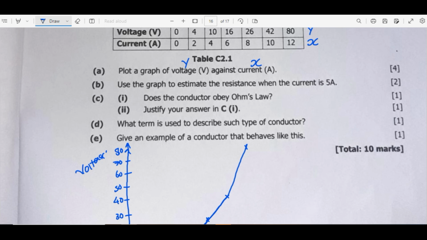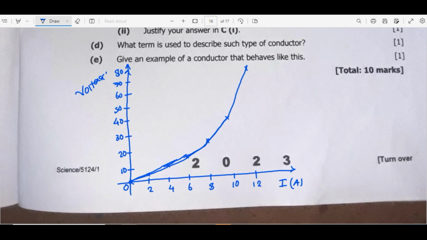Use the graph to estimate the resistance when the current is 5 amps. How can we find resistance? Resistance is given by voltage divided by current. We have the current. We are going to use the graph to find the voltage. Then from there, we can find the actual answer.